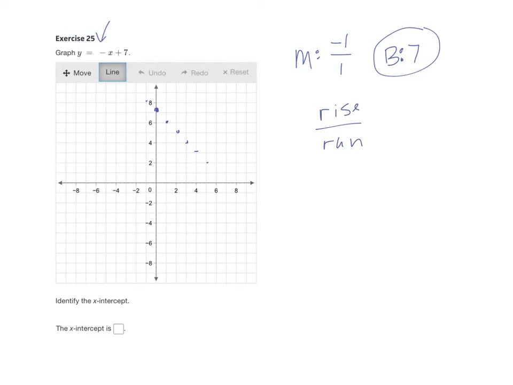So you can continue that out. Up 1, left 1, up 1, left 1, up 1, left 1. And that's how you'd graph your line. You'd connect those, and that is the graph.